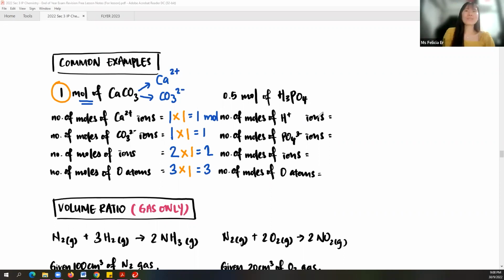Okay, so can you do the one that is on the right side here? Then I'll go through in a while. Once you are done with the H3PO4, all of them here, this one. Once you are done, can you click the raise hand button to let me know? Then I'll go through the answer.